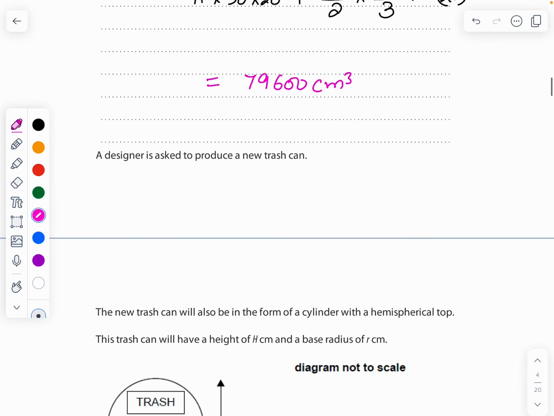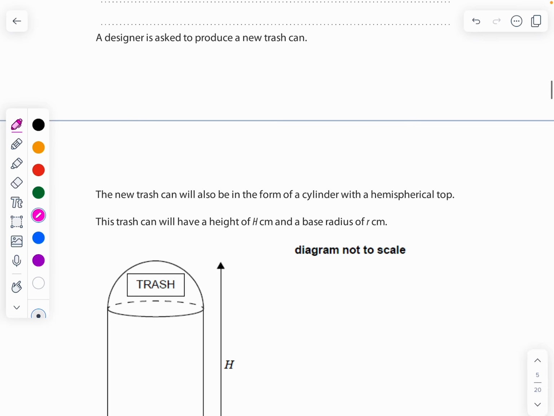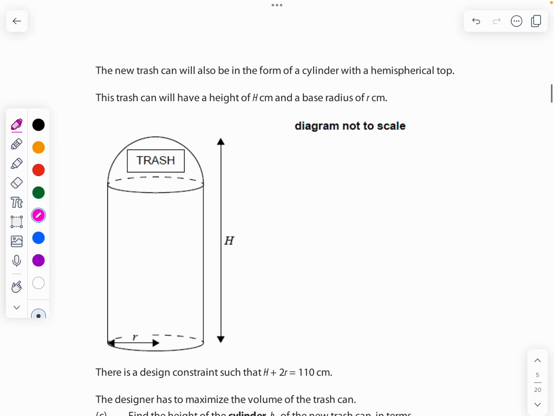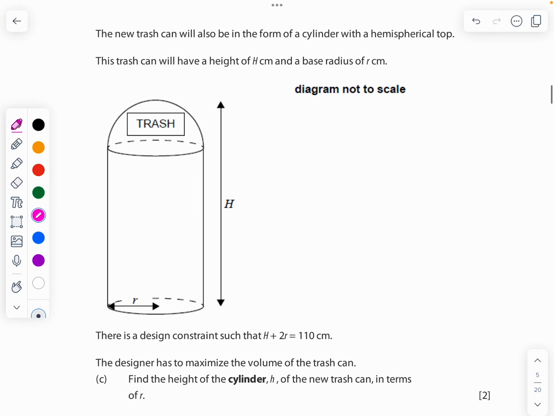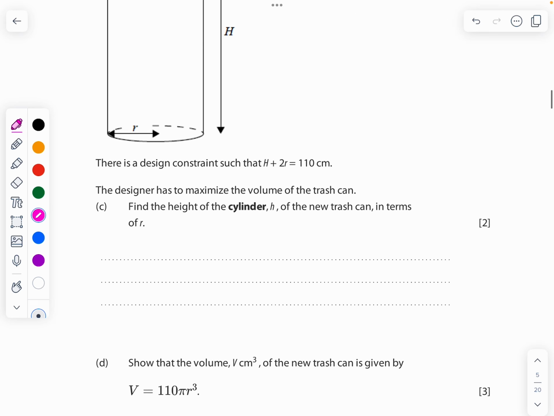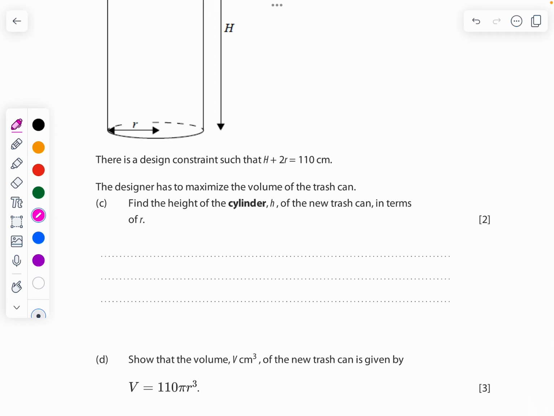Now, a designer is asked to produce a new trash can. A new trash can will also be in the form of a cylinder with hemispherical top. This trash can will have a height of h centimeters and a base radius of r centimeters. There is a design constraint such that h plus 2r equals 110. The designer has to maximize the volume of the trash can. Find the height of the cylinder of the new trash can in terms of r.